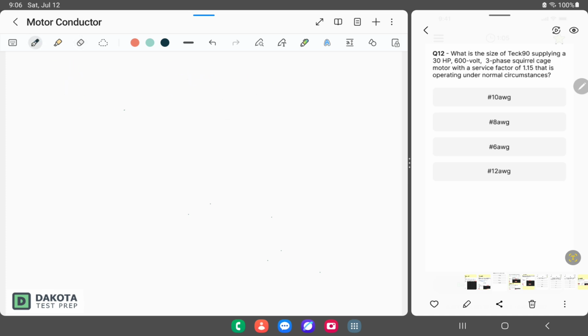Now, as with all things CFQ, we always start with: what is the question asking for? In this case, what is the size of Tech 90? So the question is asking for a conductor. This is especially important when we're talking about motors. Which conductor is it asking for? This one specifically says, what is the size of Tech 90 supplying a motor? So it's asking for motor supply.